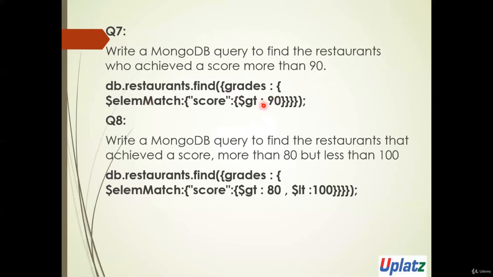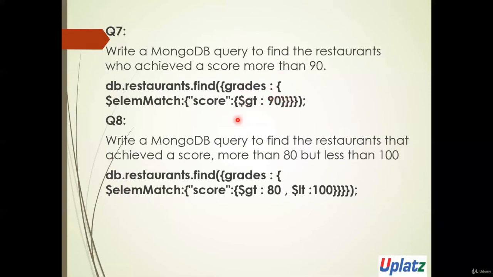So db.restaurant.find, grades, and then I have used the element match operator. Score is one of the fields in the embedded grades document, and I'm using the GT operator, which is the greater than operator we discussed in the operator session. They have mentioned 90 in the question, so I have given 90.